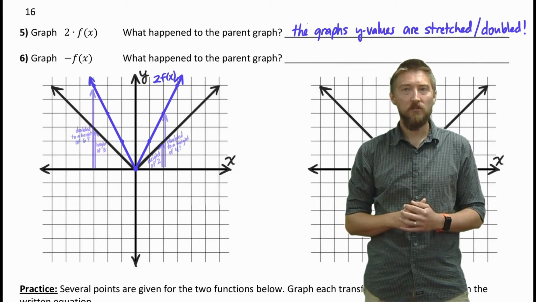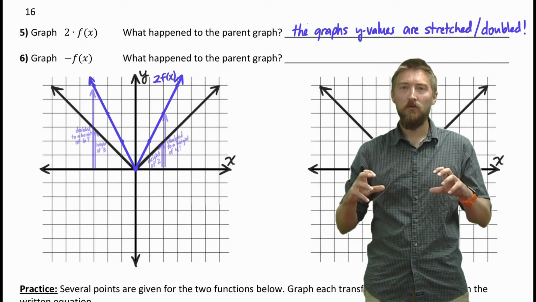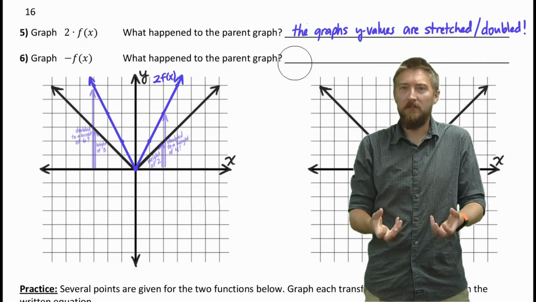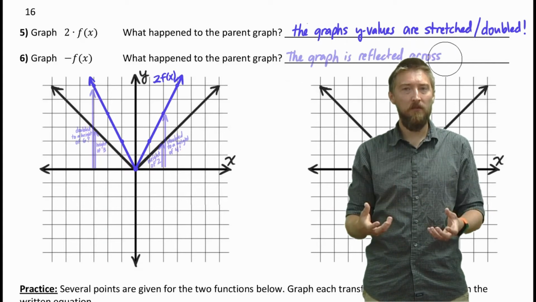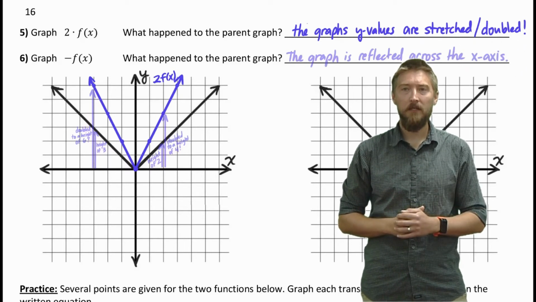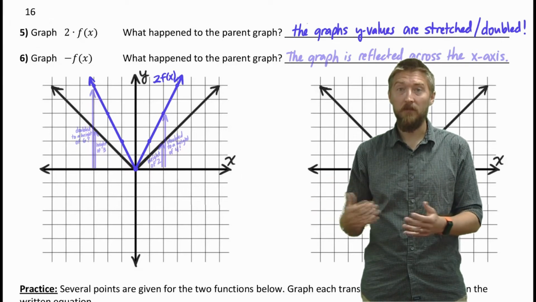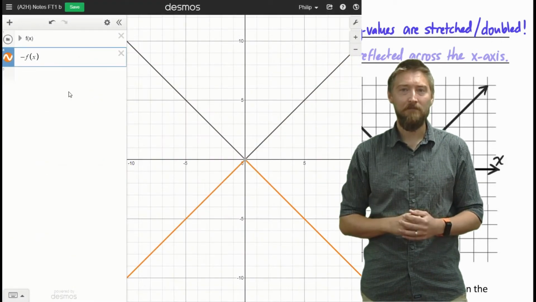Looking at number 6, we have a negative in front of f of x. That negative takes the whole graph and it inverts it. Now we are only going to be flipping or reflecting things vertically. And so if you were working ahead and you wrote down your hypothesis of reflecting or flipping, you are spot on. Good for you.